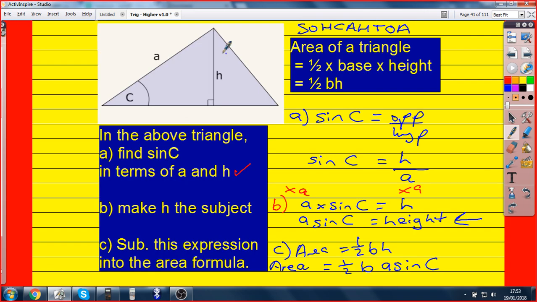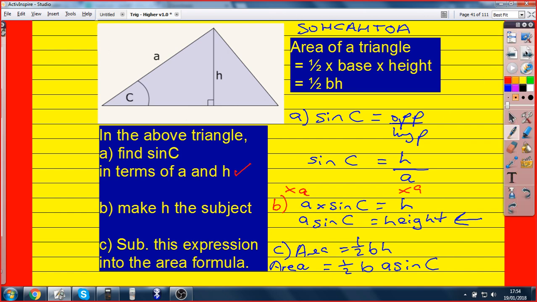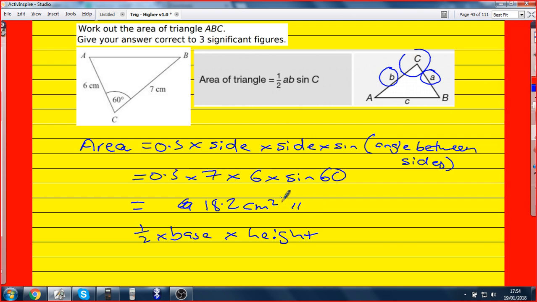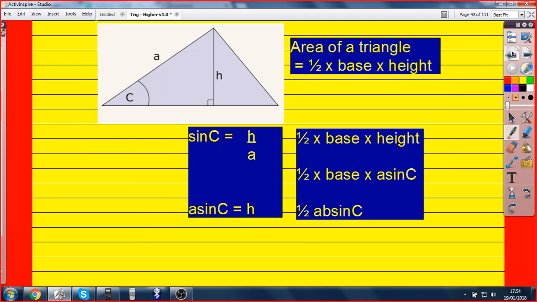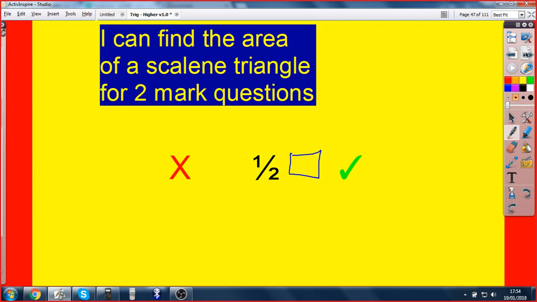Then we looked at area of a triangle, which is a half times base times height. If you don't know the height, you can do a half times base times any other side times sine of the angle between them. That's because the height is the same as the other side times the sine of the angle between them. So first we proved where the formula comes from. Then we practiced it for 2 questions, both 2-mark questions.